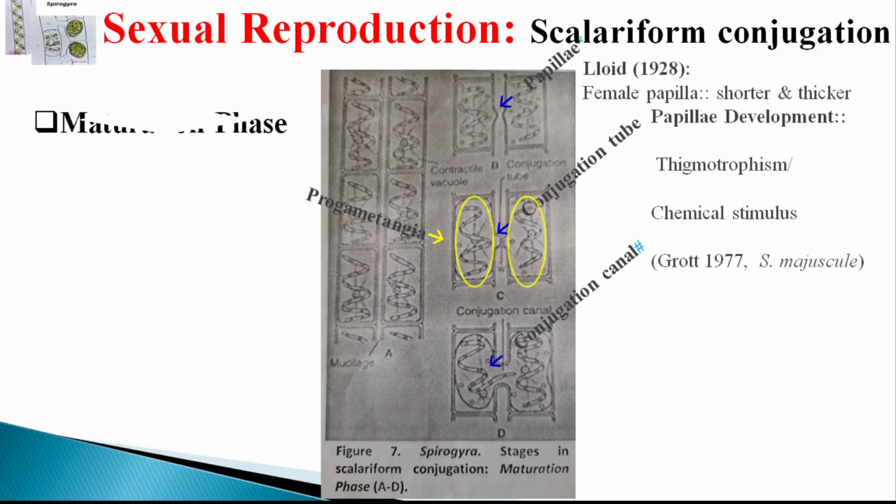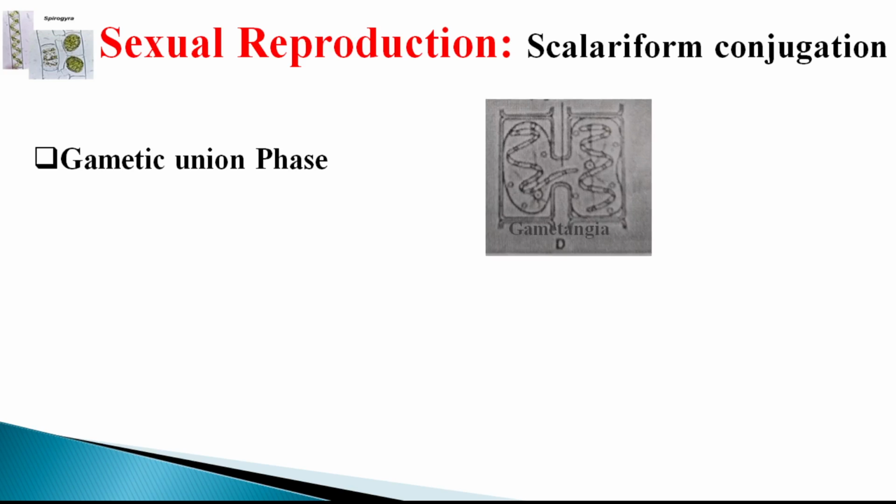So dear students, we'll move ahead a little bit now to understand what happens after the maturation phase in Spirogyra during Scalariform conjugation. That phase is called the gametic union phase. During the gametic union phase, the protoplast of the conjugating cell, which is generally called the gametangium, forms gametes. The gametes are formed singly.